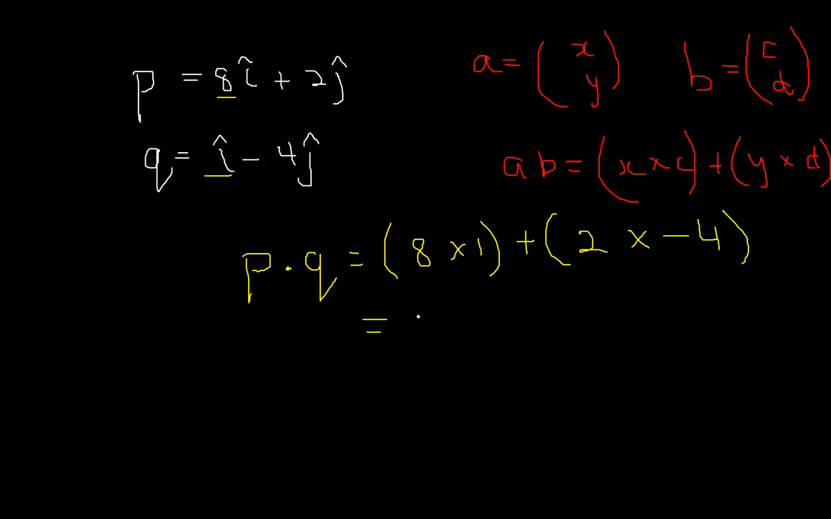Simplify this. 8 times 1 is 8, plus 2 multiplied by minus 4 is minus 8. So 8 plus minus 8 gives me 0. Everybody good with that?